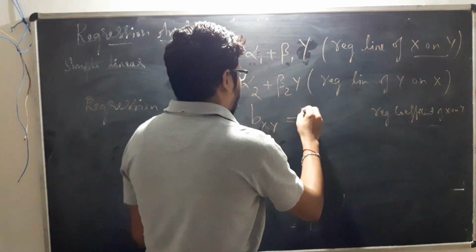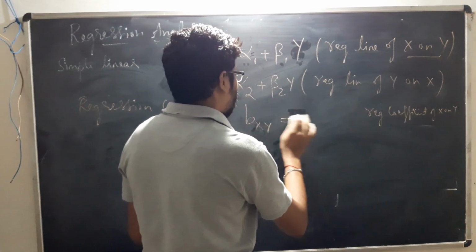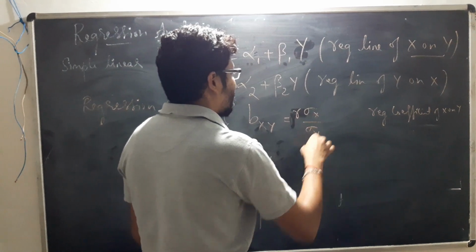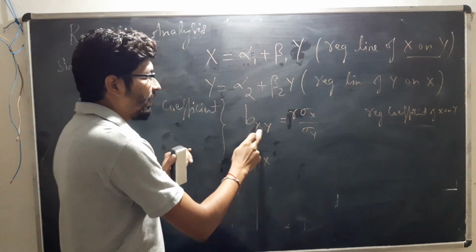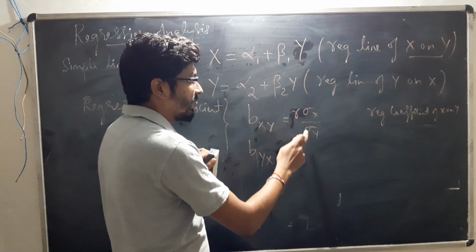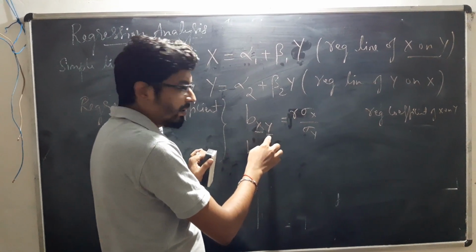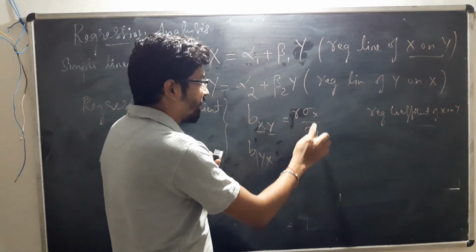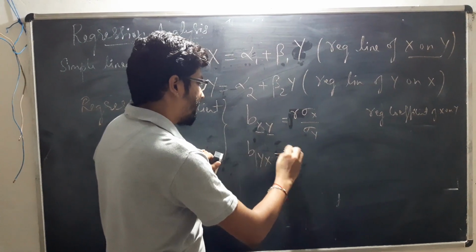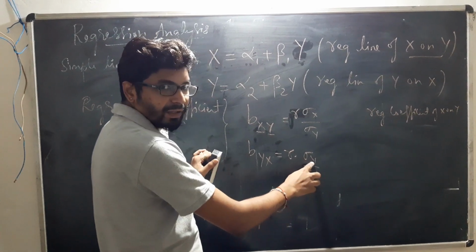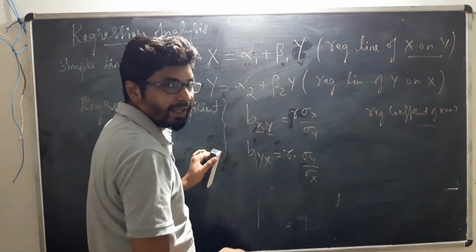In simple terms, when you know the values of correlation as well as the standard deviation, you can define bxy as r into sigma x by sigma y. The first term is x, the second term is y in the subscript. So we'll have x in the numerator, y in the denominator. Similarly, byx will be r into sigma y by sigma x. Sigma y stands for standard deviation of y, sigma x is standard deviation of x.